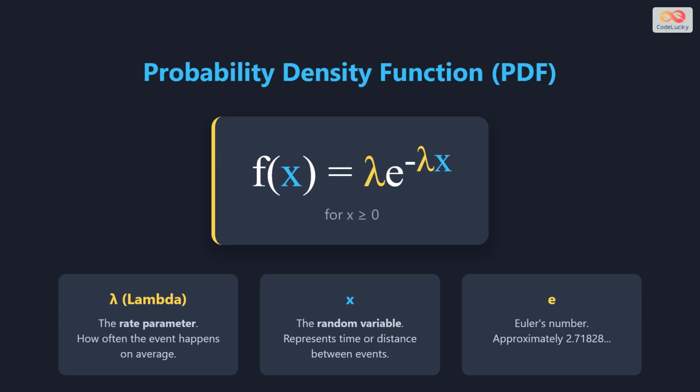Here is the mathematical heart of the distribution, the probability density function, or PDF. The formula is lambda times e to the power of negative lambda x. In this equation, lambda represents the rate at which events occur, x is the time or distance, and e is Euler's number, a mathematical constant approximately equal to 2.718.